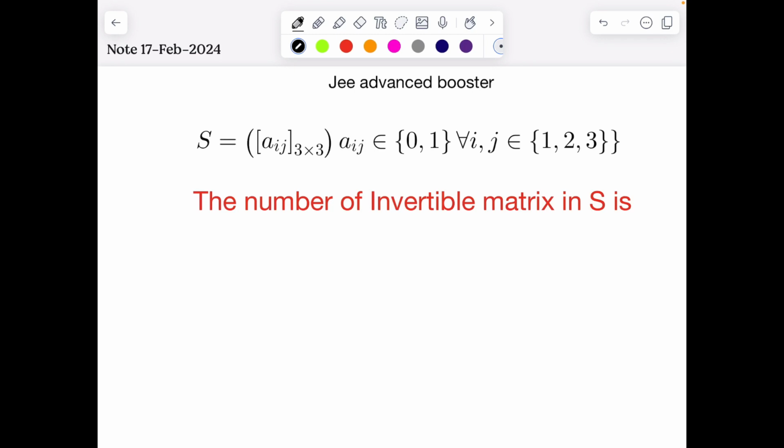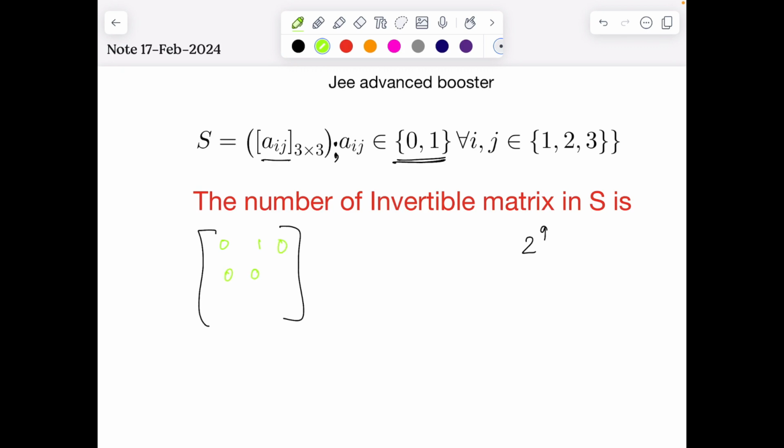So S is the set. You must appreciate the set notation as well. It's a set of 3 cross 3 matrices such that Aij belongs to {0, 1} for all i, j from 1 to 3. It means it's talking about a matrix whose entries are 0 and 1, right? So how many matrices will be there? Of course 2 to the power 9, because at every place we'll have two choices.